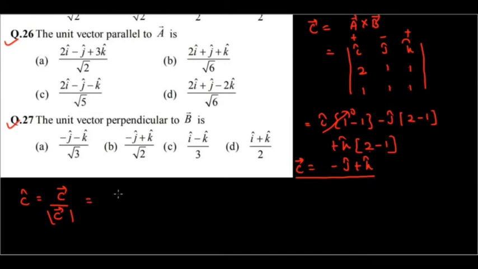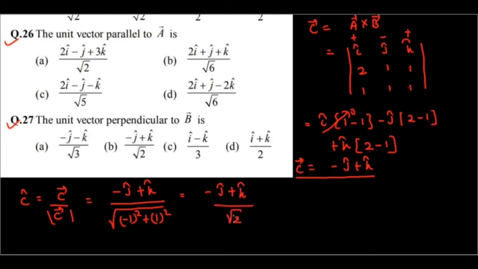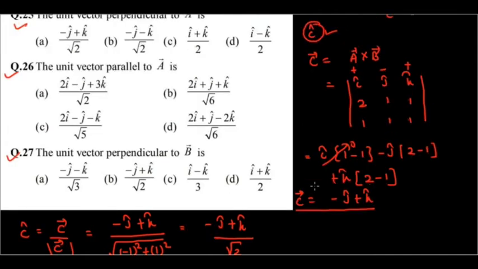So c vector is minus j cap plus k cap, divided by the c vector magnitude, which is the square root of cx square plus cy square plus cz square. Here cx is 0, cy is minus 1, cz is plus 1. So it will be minus j cap plus k cap divided by square root of 2. So look at the options. The answer is minus j cap plus k cap by root 2. It means option A is the correct one.